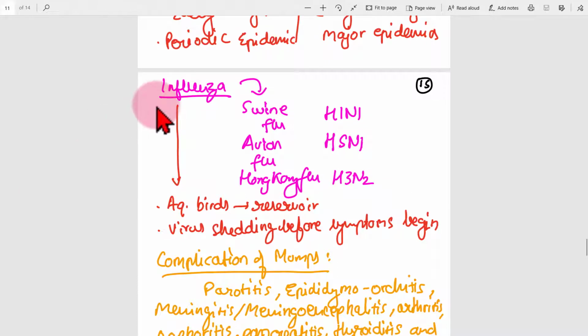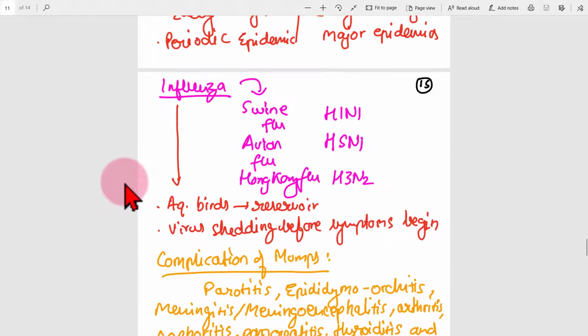Now looking at the influenza virus, there are some important things we need to know, that is swine flu, avian flu, as well as Hong Kong flu. H1N1 is the swine flu, H5N1 is the avian flu, and the Hong Kong flu is H3N2. Influenza has aquatic birds as reservoirs, and virus shedding is seen before the symptoms begin. That is one point which needs to be known.